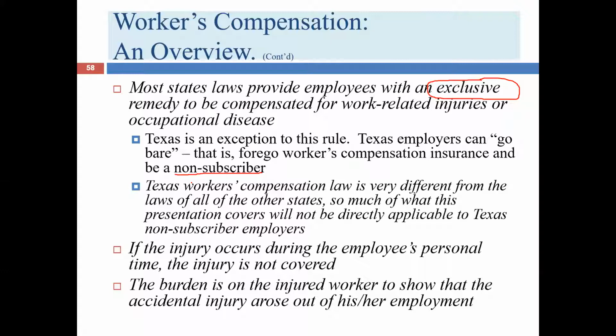Secondly, even if your employer is Texas-based, it may still choose to subscribe to the workers' compensation scheme that we have in Texas. And so you need to be aware of it simply for that purpose. Many choose not to, but certainly many still do choose to subscribe to that particular program.